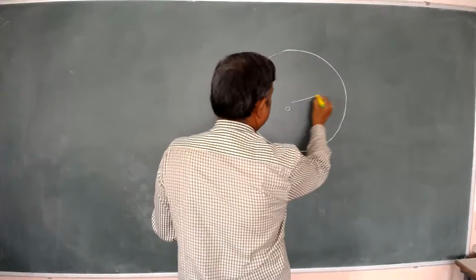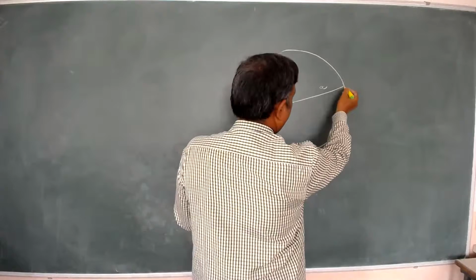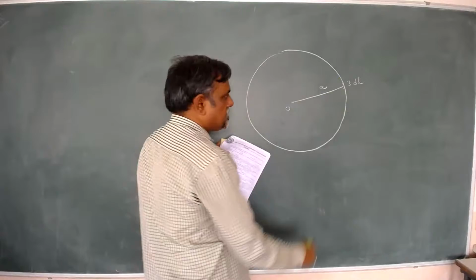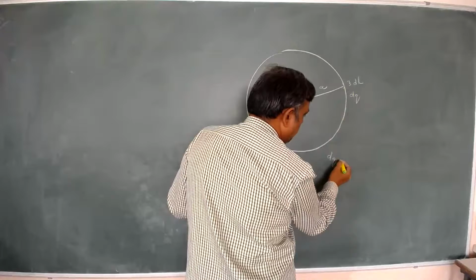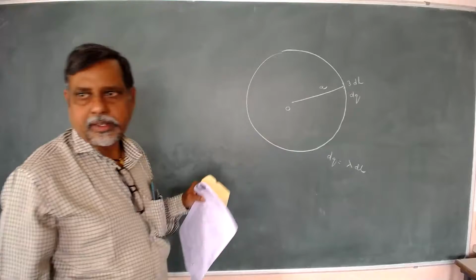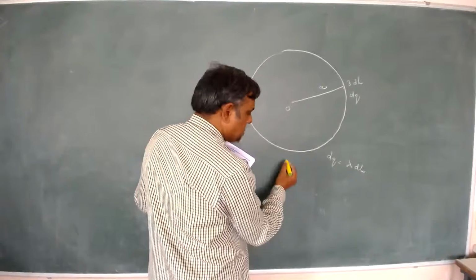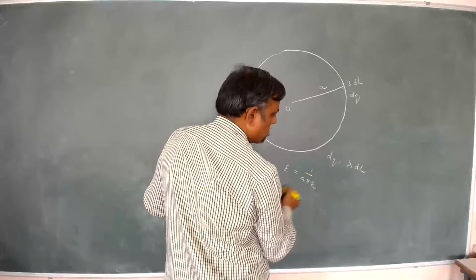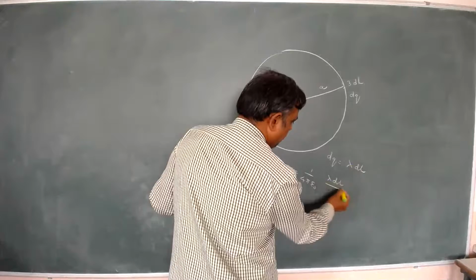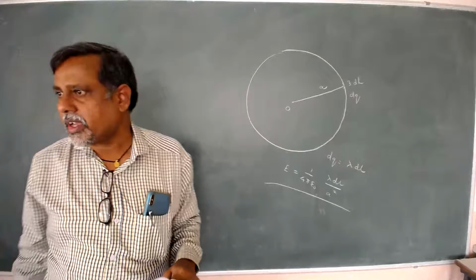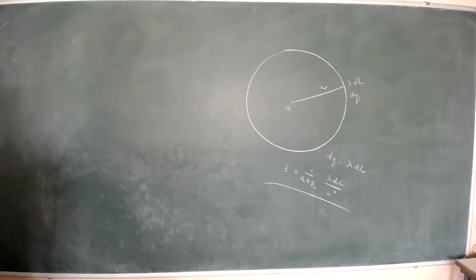This is the radius. A small element is taken over here, and the length of this element is dl. Some small elemental charge will be there, which is dq. Dq is equal to lambda into dl. Understood? So what will be the field at the center due to that? By Coulomb's inverse square law, it is 1 by 4 pi epsilon naught, charge by r square. Charge dq means lambda into dl, divided by a square. That is the charge dq. Please make a note of it.